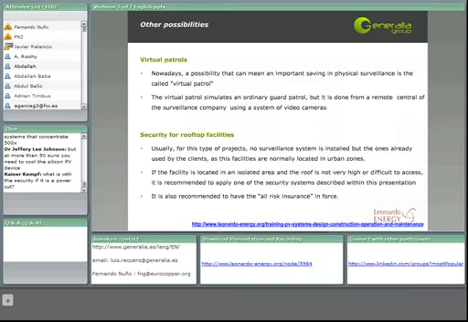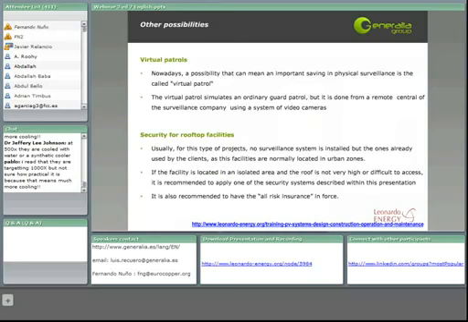Finally, we have introduced a paragraph considering the security for rooftop facilities. Normally, these kinds of facilities are also located in isolated areas which are difficult to access. So, it is recommended to apply one of the security systems that we have described in this presentation.